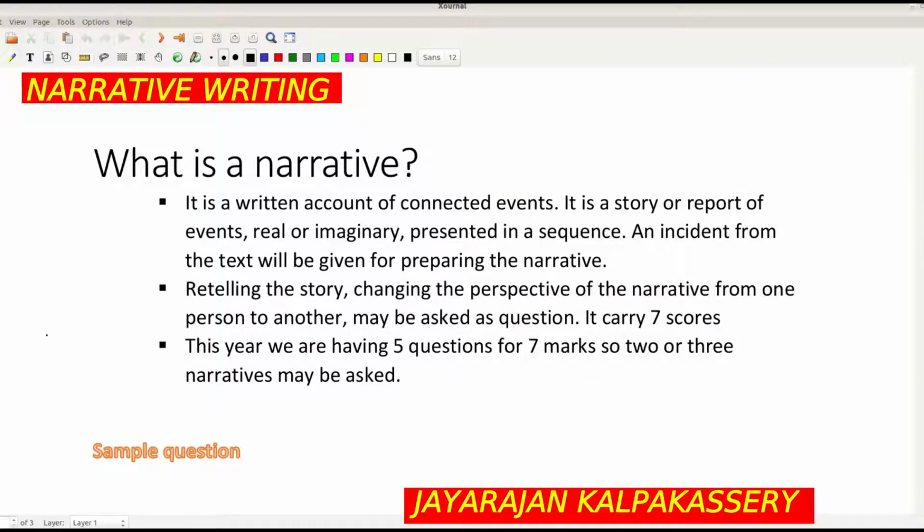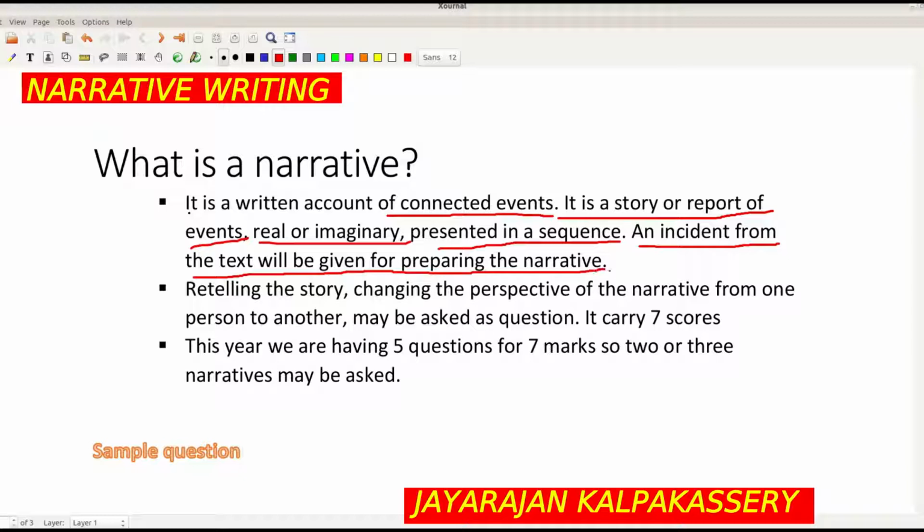Now, what's a narrative? It's a written account of connected events. Different events are connected and narrated. It's a story or report of events, real or imaginary, presented in a sequence. An incident from the text will be given for preparing the narrative. For the examination, an incident from the story which you have read will be given, and you will be told to prepare a narrative. It may be retelling the story, changing the perspective of the narrative. What is the perspective? 3 types of perspectives are there. First person, if I am telling, and second person, and third person, who is not involved in the story, will be talking.